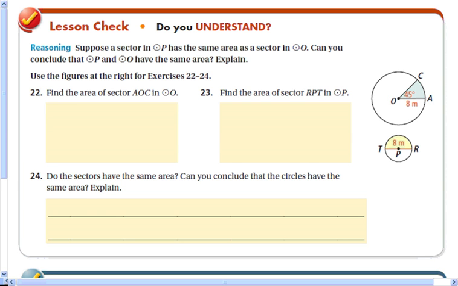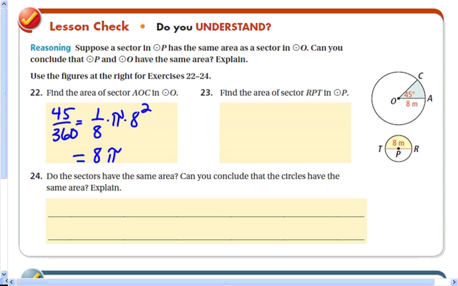All right, let's check. Suppose a sector in circle P has the same area as a sector in circle O. Can you conclude that circle P and circle O have the same area? Explain. Use the figures at right. So find the area of sector AOC in O. To do that, we're going to do 45 divided by 360, which is 1/8, times pi r squared. If we simplify that, 64 divided by 8 is 8 pi.